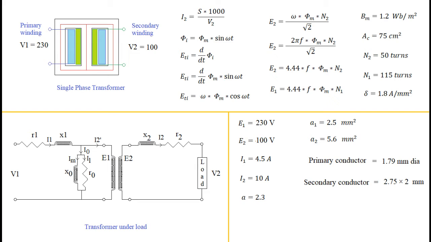Consider 1.8 amperes per square mm as a selected current density for air-cooled transformer with copper as a conductor material. So conductor is 5.6 square mm size. Conductor size of 2.75 by 2 mm is close approximation to calculated size of 5.6 square mm.